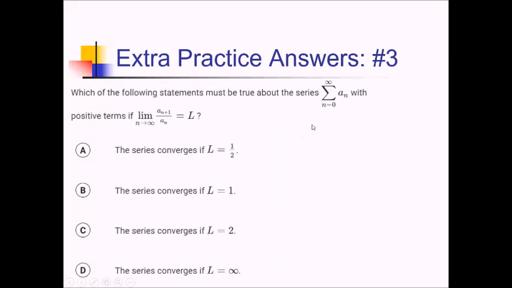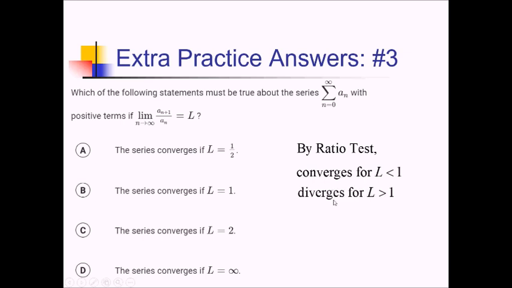For this problem, we want to know which of these statements has to be true about this infinite series with positive terms. If the limit as n approaches infinity of the n plus 1th term over the nth term, so that basically the n plus 1th ratio, equals L. So this is all about the ratio test and understanding that. By the ratio test, you're going to converge if L is a number that's less than 1. And if L is greater than 1, then your series would diverge. And if it's exactly 1, then we're inconclusive.